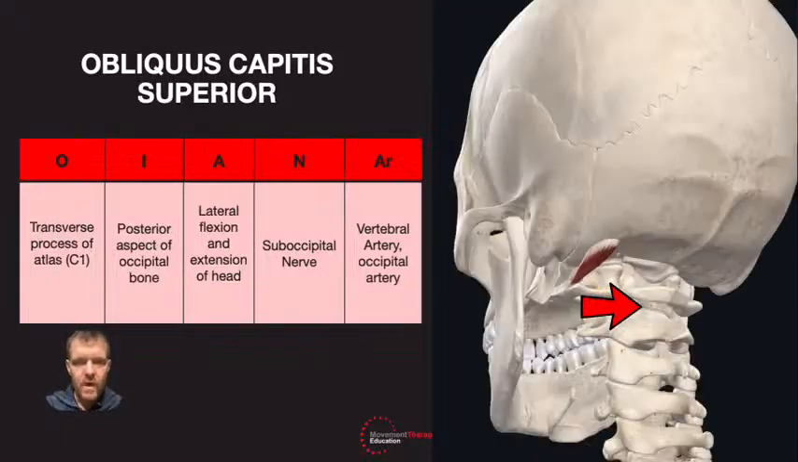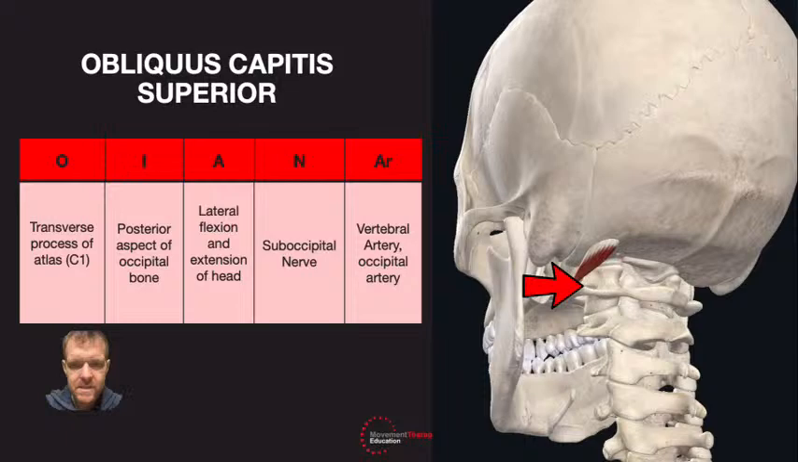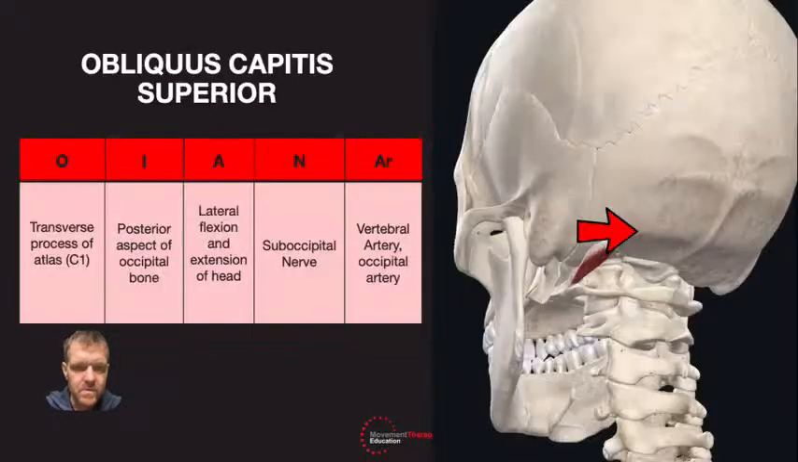Cool. And then we've got another one, and this one attaches onto the skull. So we've got the transverse process of C1, on the atlas again, and then the posterior aspect of the occipital bone, just underneath there. So we've got lateral flexion and extension of the head on this one because of the orientation of the fibers and where they are in relation to each other. So we're going to have a bit of extension with that capitis muscle.